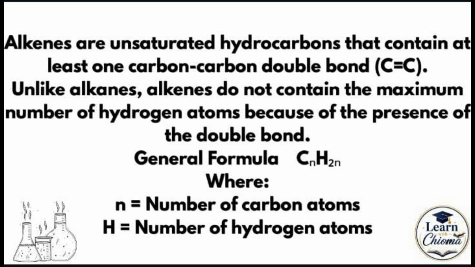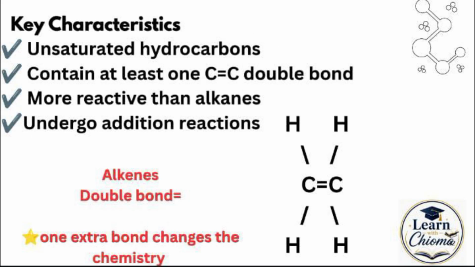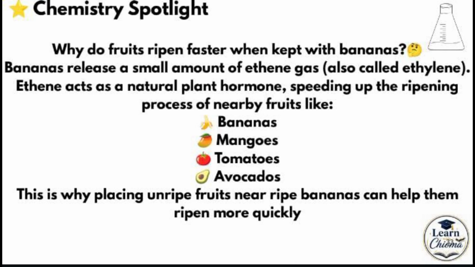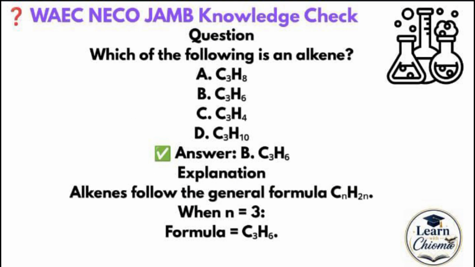Alkenes follow the general formula CnH2n, which means they contain fewer hydrogen atoms than the corresponding alkanes. Common examples include ethene, propene, butene, and pentene. Because of the double bond, alkenes are more reactive than alkanes and readily undergo addition reactions, making them extremely useful in the chemical industry. The double bond makes alkenes different from alkanes, but how exactly does it affect their behavior?